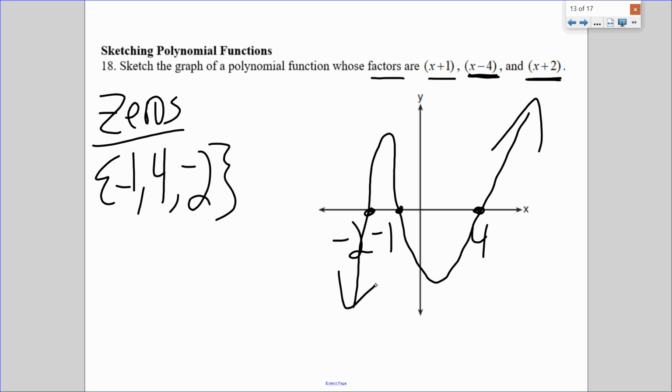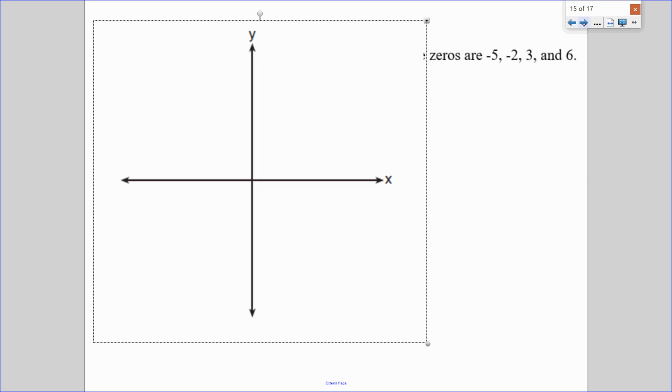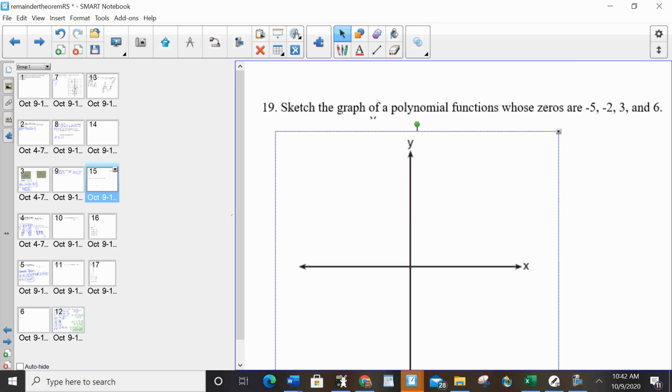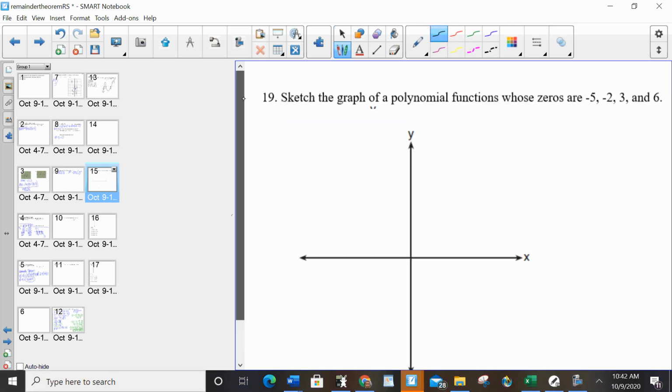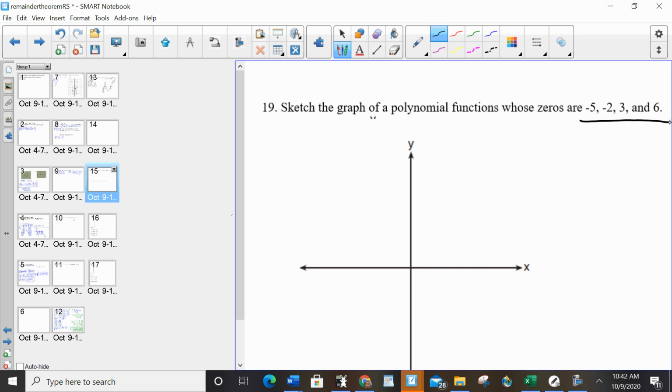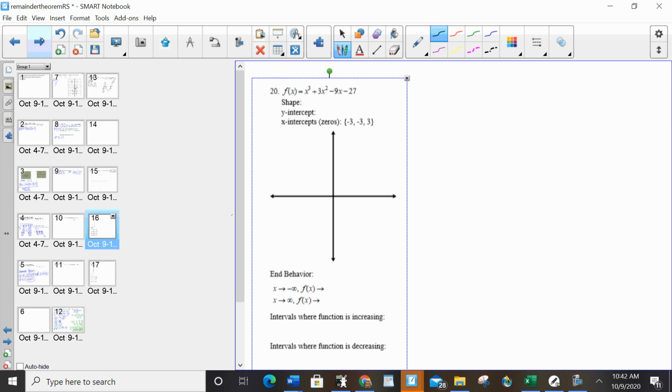For number 19, I'm not going to do it, but it's giving you the zeros. If it's giving you the zeros, you have the zeros already. You're not changing the sign of anything. You're not making it positive 5 because you already have the zeros. The zeros are where it hits the x-axis, so you don't have to change the sign of anything. If it gives you the factors, you change the sign to get the zeros. Which leaves us with one more type of question, which is kind of long.